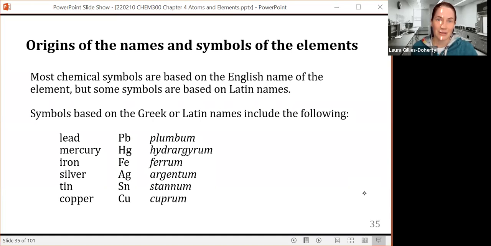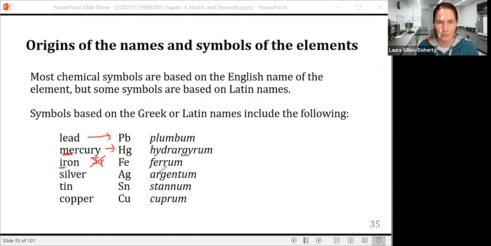So here are a few elements and symbols that don't match what you might think they will be. Symbols that don't match the beginning of the English spelling of the word. Lead, its symbol is Pb, comes from the Latin word plumbum. Mercury, you think that its atomic symbol would be Me, but it's not, it's Hg, which comes from hydrargyrum. Iron, you'd think that its atomic symbol would be something like Ir, but it's not, it's Fe, and that comes from the Latin word ferrum.